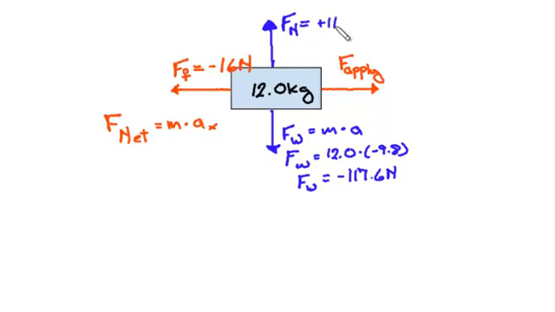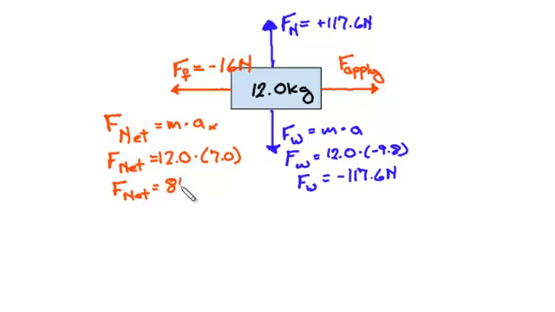Because the body is not accelerating towards the center of the Earth, I get positive 117.6 newtons going in the other direction. That means that the forces in the y-axis are in equilibrium. Forces in the x-axis are not in equilibrium. My net force is not zero, but I can use force equals mass times acceleration to figure out what the net force is in the x-axis, which I denote in red.